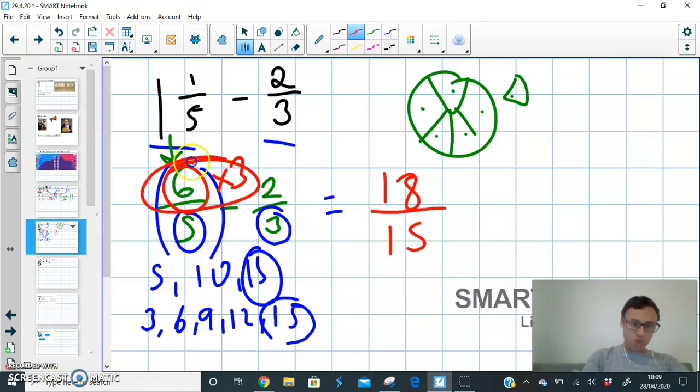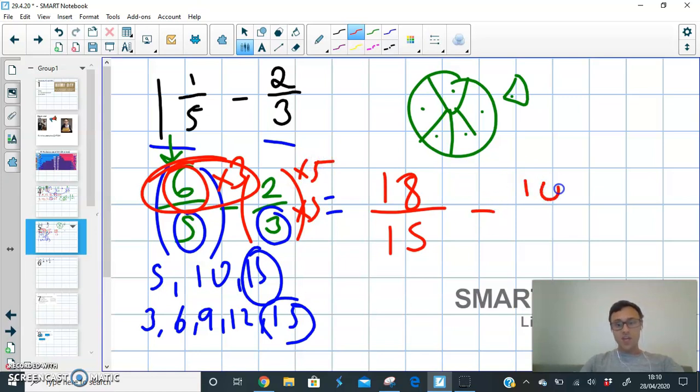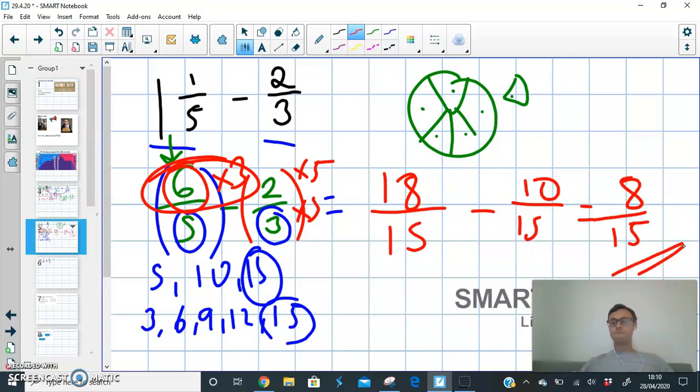If you don't times your numerator by 3 as well, or whatever the number is, it is not going to be equivalent. Okay, how do I get from 3 to 15? I times by 5, so what am I going to do to my numerator? Times it by 5. 2 5s are 10, so take away 10 15ths. 18 take away 10 is 8 out of 15, and that would be my final answer.